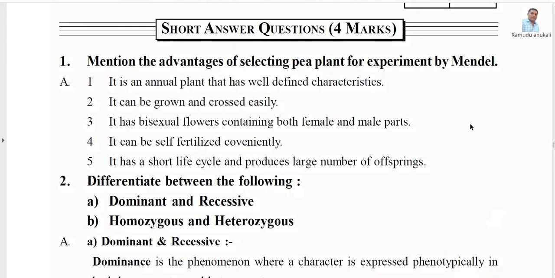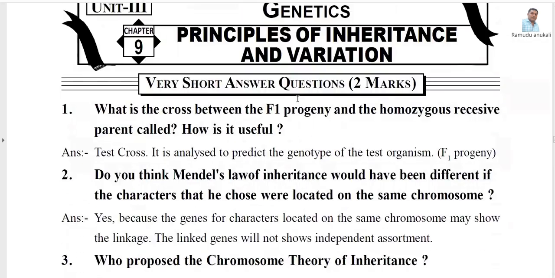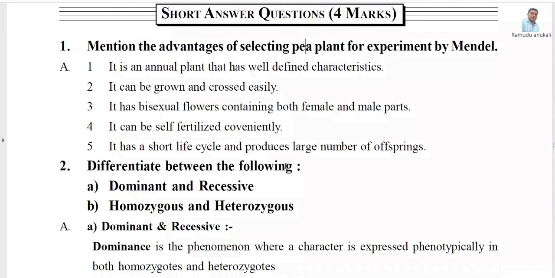Good morning, students. In the previous class we discussed Unit 3, Genetics, and Chapter 9, that is Inheritance and Variations, 2 marks question answers. Now we are going to discuss the ninth chapter of genetics, the 4 marks question answers.